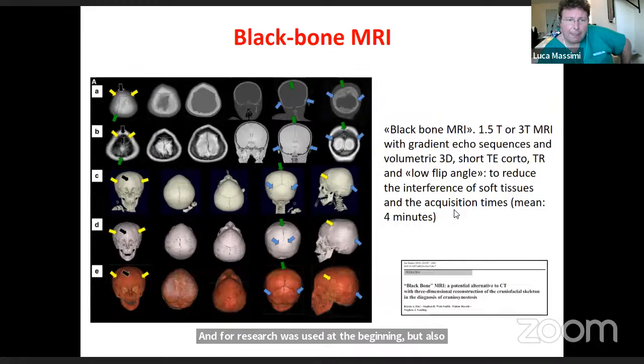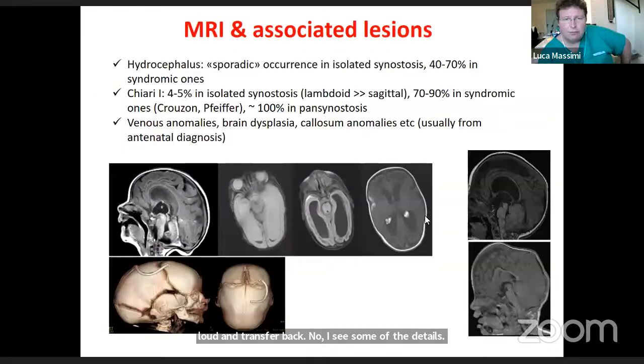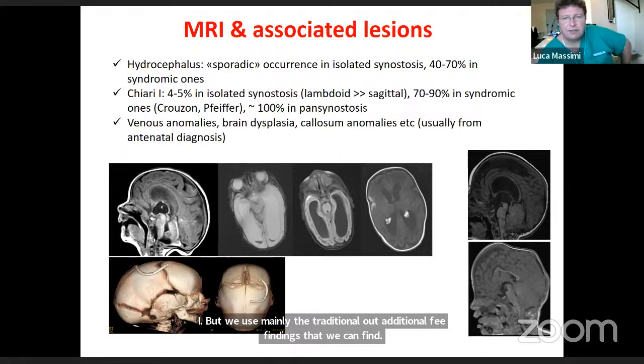It is a valid surrogate of the CT scan, at least to rule out a differential diagnosis among the different craniosynostosis. We started using also the black bone MRI, but we use mainly the traditional MRI to rule out additional findings that we can find also in simple suture synostosis.